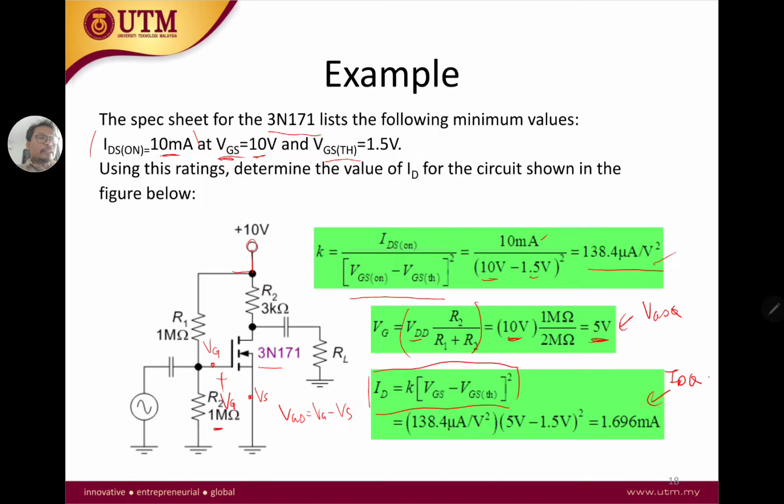VGS here is VGS on. Okay. So this is a VGSQ that we calculate here, and here is your VGSTH that we get from here. Okay, so if we do this calculation correctly, we should get 1.696 milliamp as our IDQ. So what is IDQ? So IDQ is a current going across the transistor. Okay. So that's how we calculate for VG and ID.